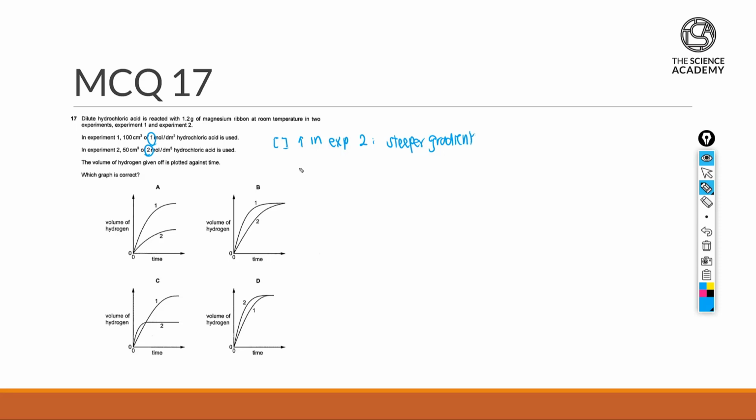This requires our calculation. So for experiment 1, we can calculate 1 times 100 over 1000. In this case, we will know that it is 0.1 mole. However, for experiment 2, same thing, we will take 2 times 50 over 1000. This should give you 0.1 mole as well. As you can see, the amount of product that was being formed is the same.